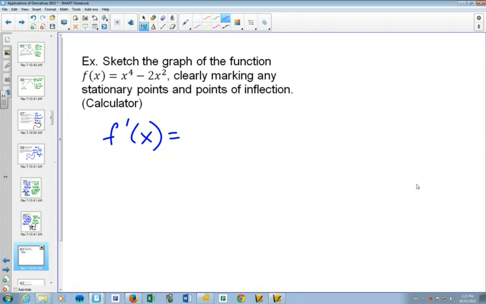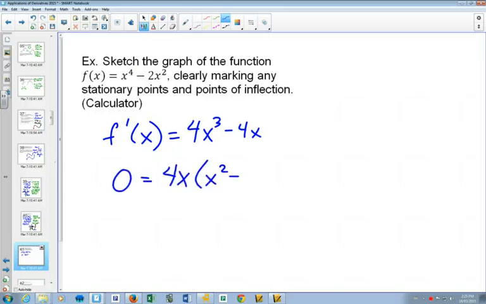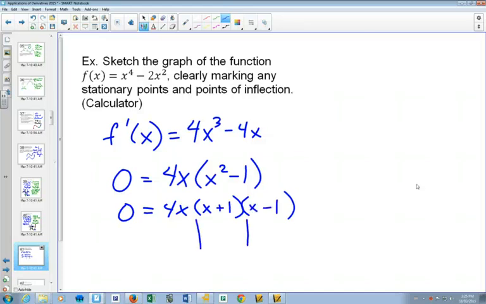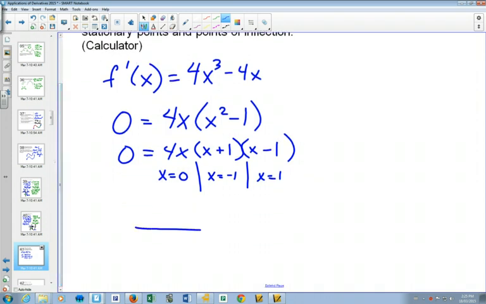So f prime of x, well, that's easy. We've got 4x cubed minus 4x. And if we make that equal to 0, we could factor out a 4x. And once this factors, it breaks up into 3 places. So we got x equals 0, x equals -1, and x equals 1 as stationary points. Find out what kind they are.